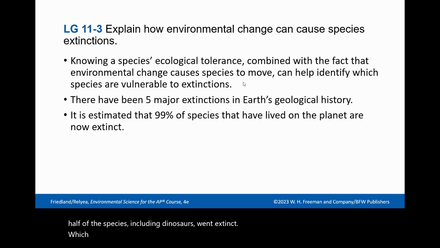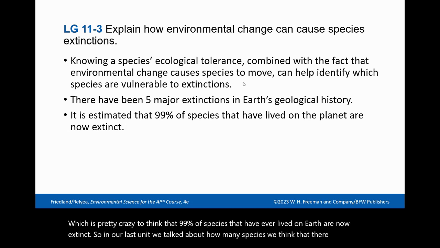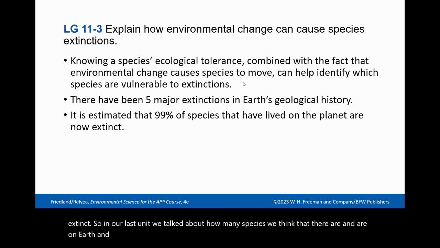Which is pretty crazy to think that 99% of species that have ever lived on Earth are now extinct. So, in our last unit, we talked about how many species we think there are on Earth, and it was about 2 million, is what we believe, but the range is very big, and we still think that that's only 1% of the species that have ever lived on Earth. That's pretty crazy.